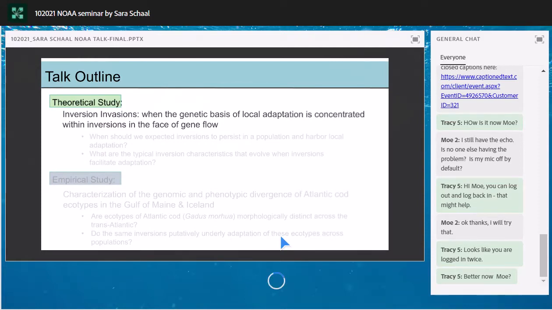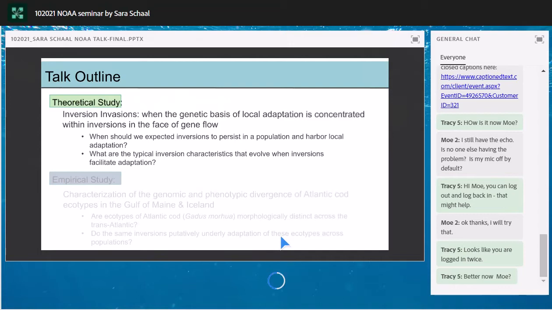And so the goal of my research is to take both the, like I said, theoretical and empirical approaches to understanding when we expect these inversions to arise and persist in a population. Just to outline my talk, it's going to be two main sections, where the first is going to be my theoretical study, where I outline my simulations, where I'm looking at when the genetic basis of local adaptation is concentrated in inversions, especially in those cases where we have really high gene flow between populations, like we would expect with ecotypes.